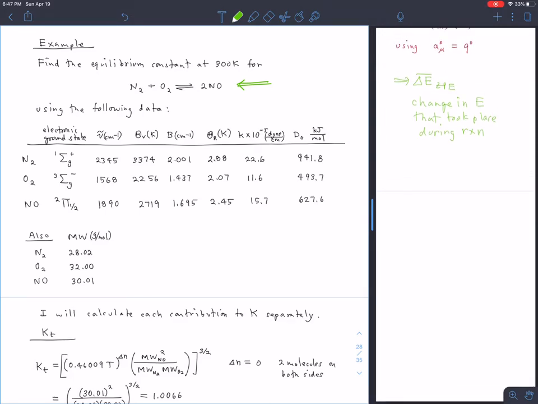I chose this calculation because it doesn't have a very huge change in bond energy. The bonds are pretty strong on this side. In fact, they're stronger on the reactant side in this case than they are on the product side. And so the bond energy contributions won't dominate the equilibrium constant quite so much in this case. It still does, but it's not quite as bad as in the last case.